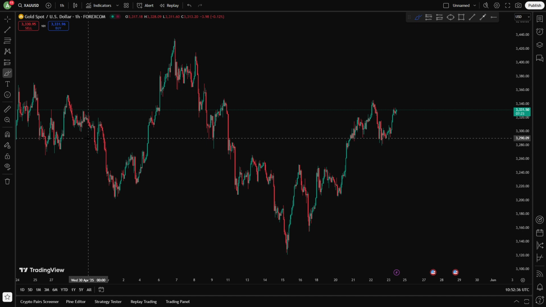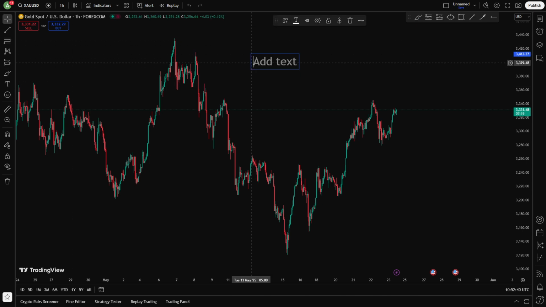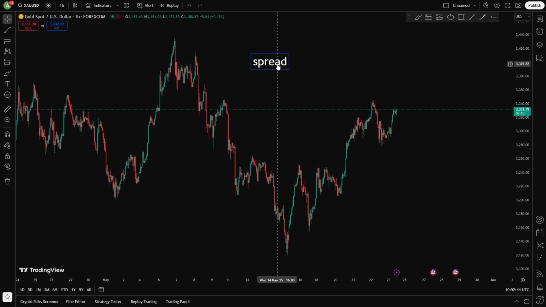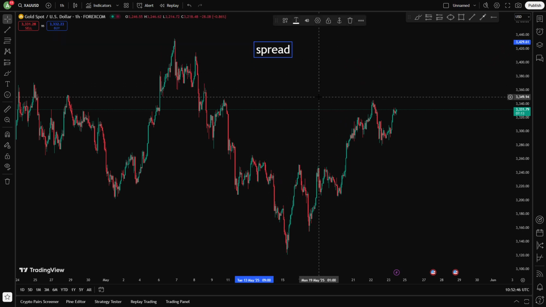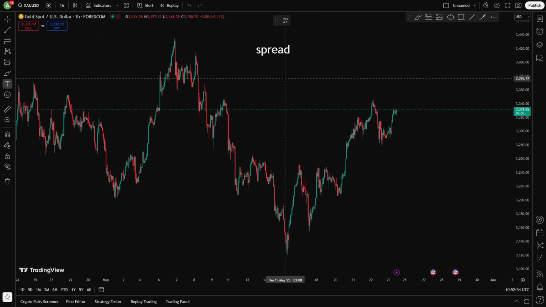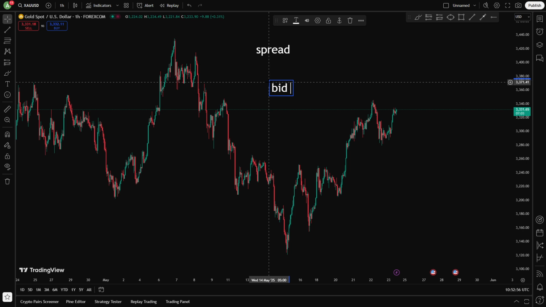Now we're going into section 4, which is spread. So what exactly is spread, you might ask? Spread is very different. We're going to wrap up everything we just learned, and this is the difference between the bid and ask price.